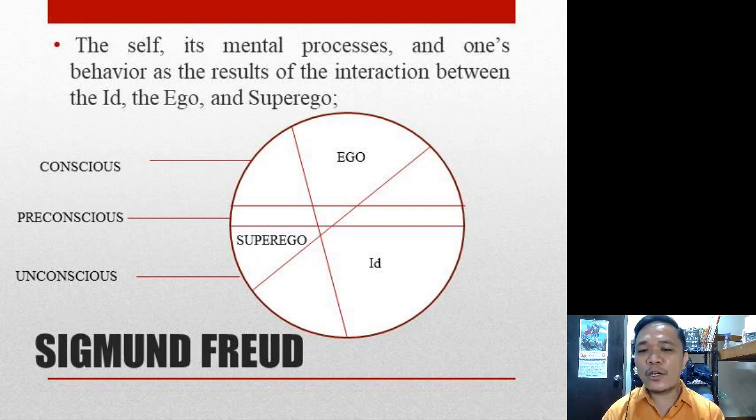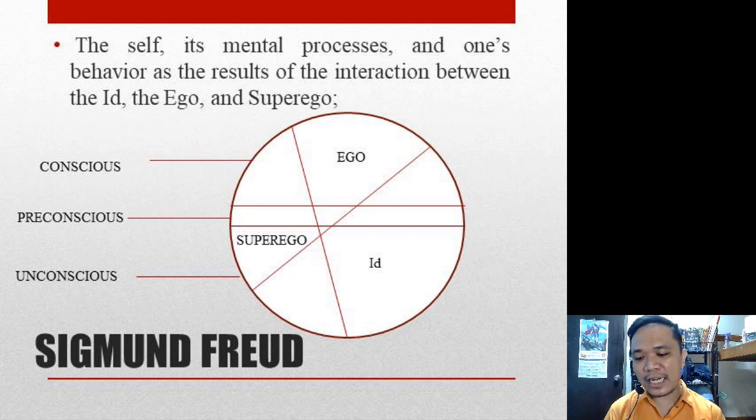I know that you're familiar with Sigmund Freud as one of the most important figures in psychology. He shared about the three sections of our mind. It has the conscious, the preconscious, and the unconscious. These are the levels of our mind. And the three sections are the ego, superego, and the id. I want you to look at the id. The id is located at the unconscious level.